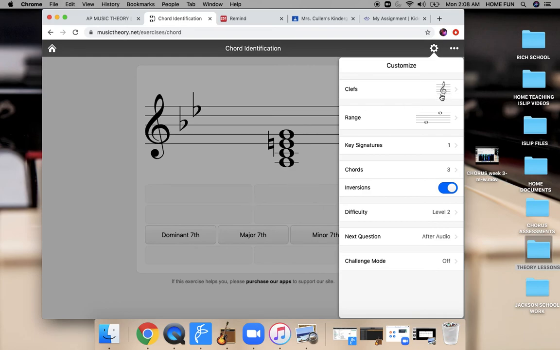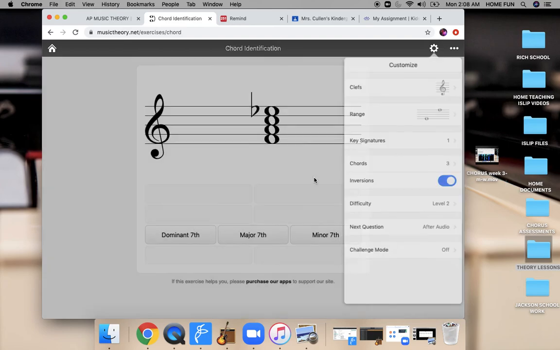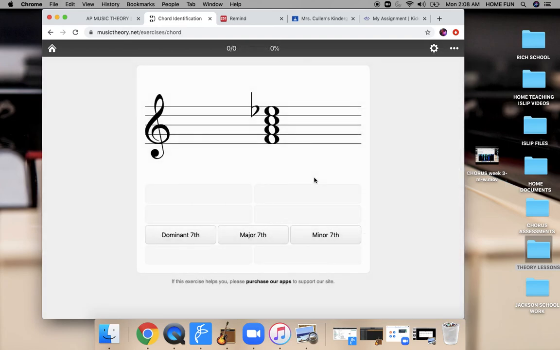The clefs, again, we can stick just with treble. Our range we're going to do from the bottom of the treble to the top. No ledger lines. 1 key signature. The 3 chords: dominant 7th, major 7th, minor 7th, and we're going to add the inversion, so that should be clicked on.